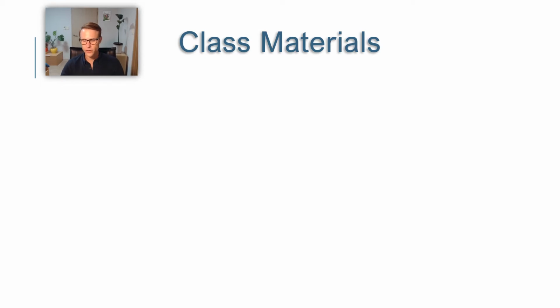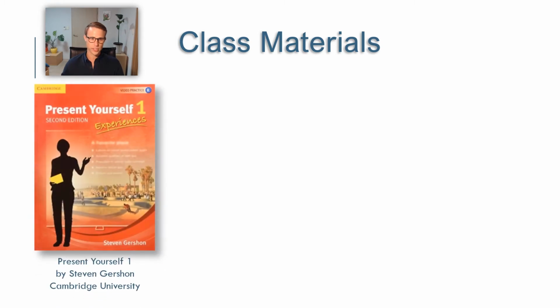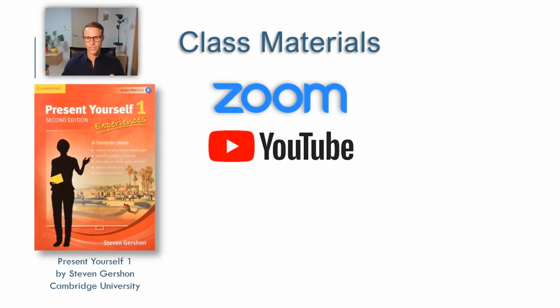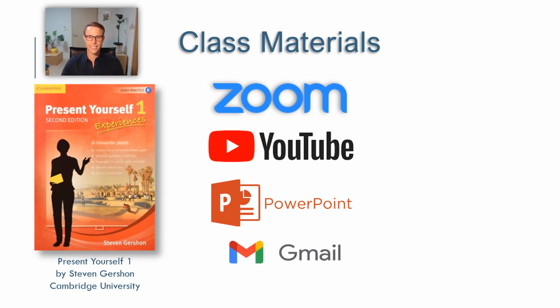Class materials. So let's talk about some very important things that we need for this class. Obviously, you will need your textbook. So please go out and buy this textbook. You will need this textbook in class. If you don't have the textbook, you cannot be successful in the class. So please go out and buy it. It is not expensive. You will also need a Zoom account and learn how to use Zoom. You will need a YouTube channel or YouTube links that you can send. You will need PowerPoint because you will be making PowerPoint presentations, and you will need an email address.